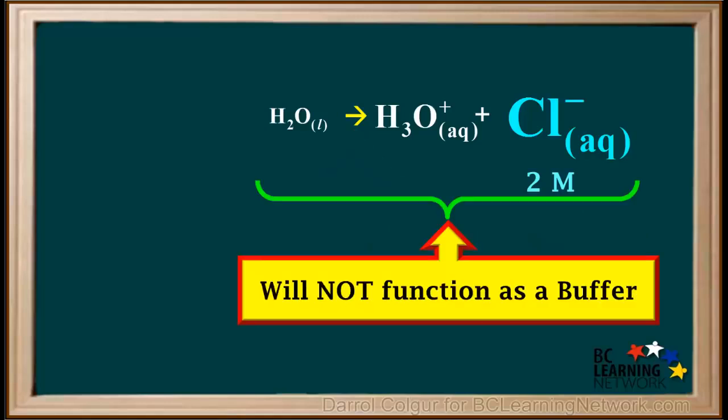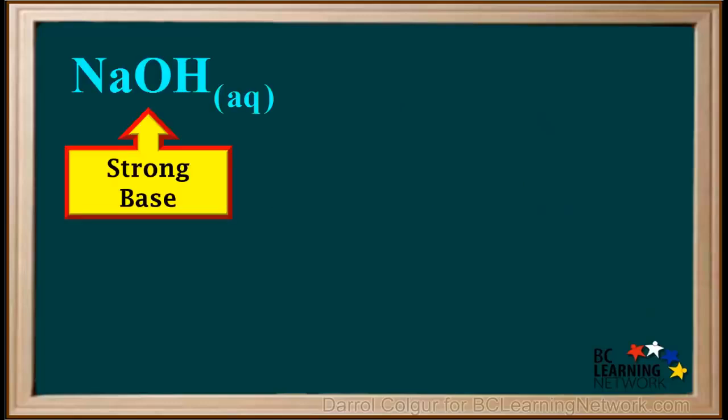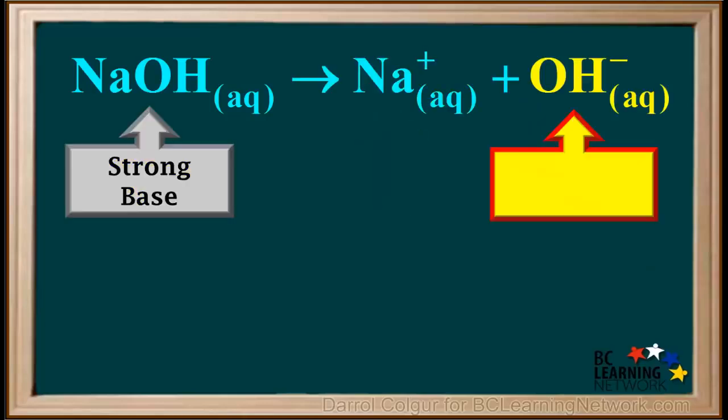A buffer solution has to be able to neutralize both acids and bases. What we have remaining after 100% ionization can neutralize bases but not acids. Therefore, it will not function as a buffer solution. Now let's consider strong bases. NaOH is an example of a strong base. It dissociates to form Na+ ions and OH- ions.